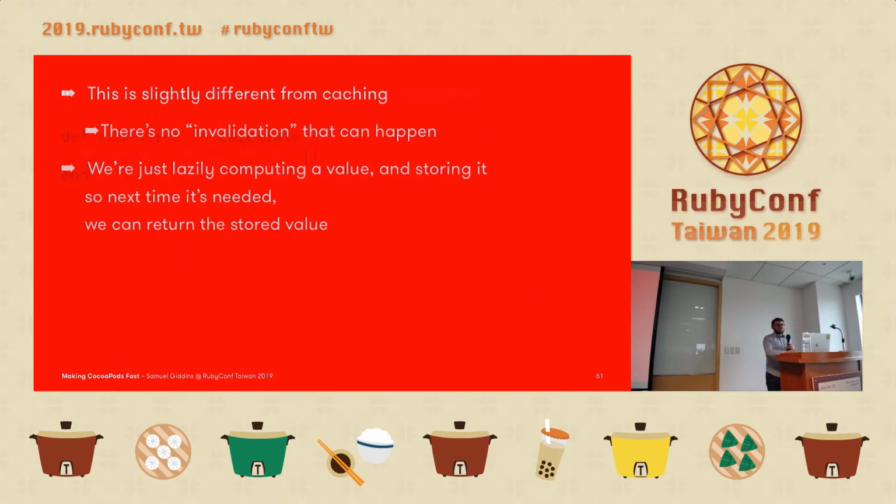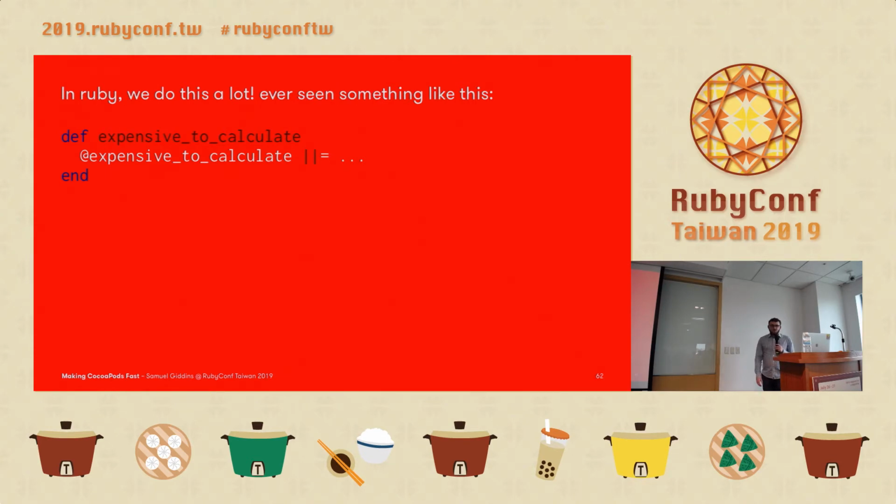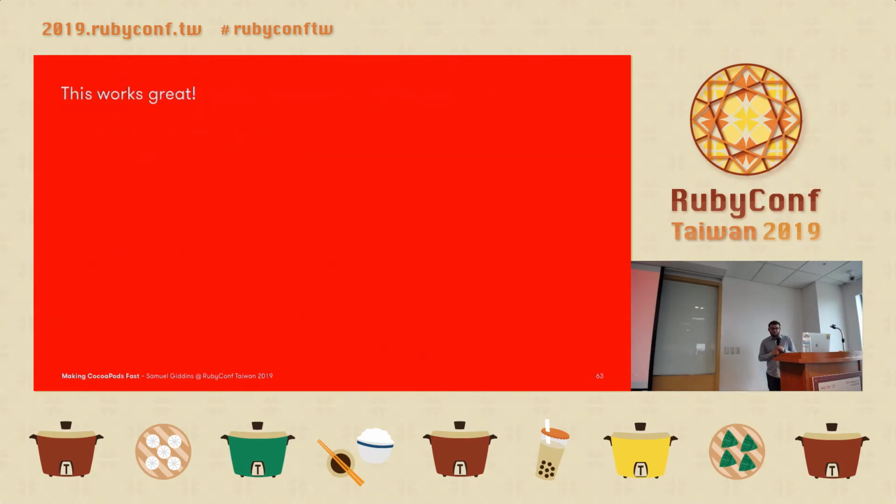And it turns out we do this a lot in Ruby. You know, if you've ever seen something like this pattern, you have some expensive to calculate method, and you say, oh, I'll just store it in an ivar and use or equals. This is memoization, a fancy word for a really simple concept, just like a lot of computer science. So this works really great.